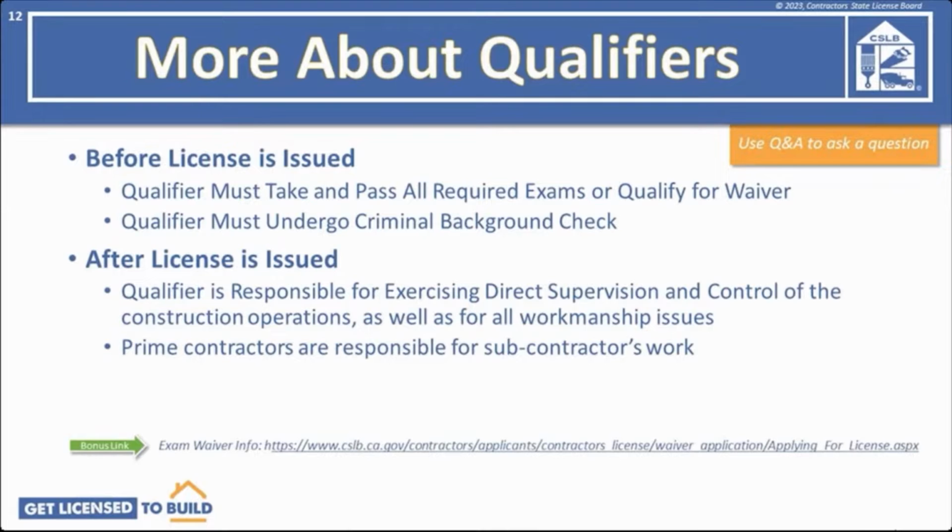The qualifier must undergo a criminal background check. We will go more in depth on that in a few minutes. After the license is issued, the qualifier must be in a position to exercise direct supervision and control of the company's operations. They are also responsible for all workmanship issues. It's also important to note here that if you're trying to get a B General Building Contractor license and you hire subcontractors to work under you, you're responsible as the project's prime contractor for the work that they do.